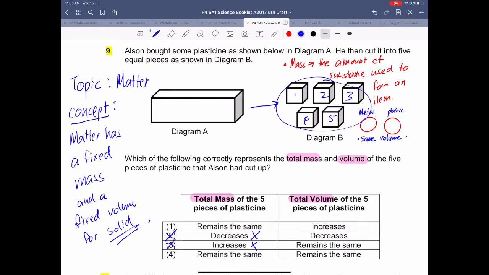You can do this by elimination method. Then after that, this 2 is correct, but you need to check also. Once again, remember for solid, it has a fixed volume. Because it has a fixed volume, you need to understand that it should remain the same, even though you chop it up. So in this case, this is wrong. So the answer is number 4. Both of them should remain the same.